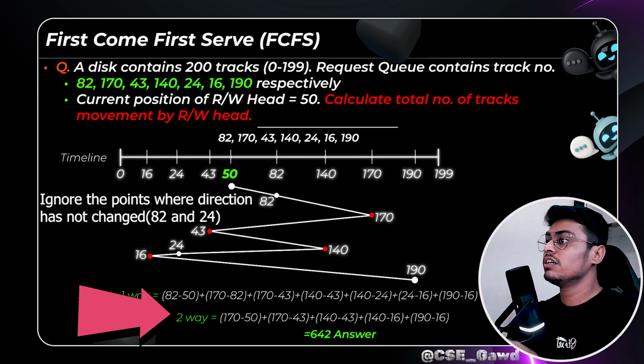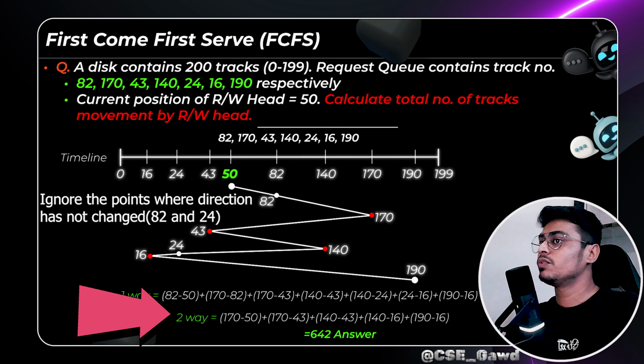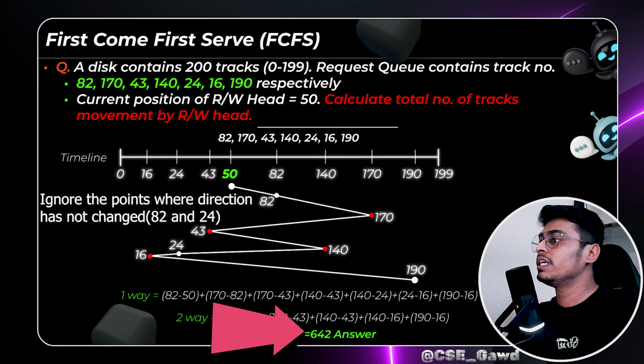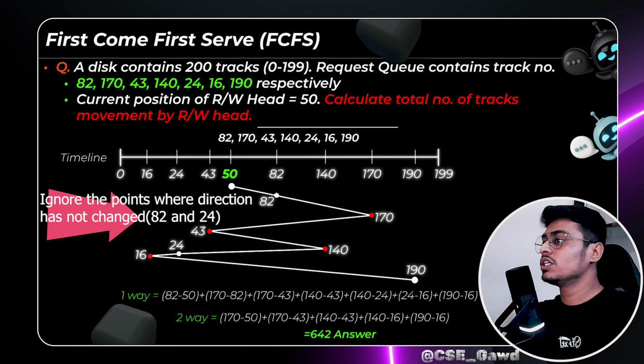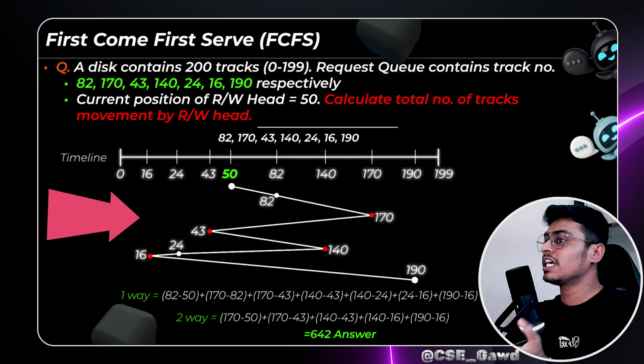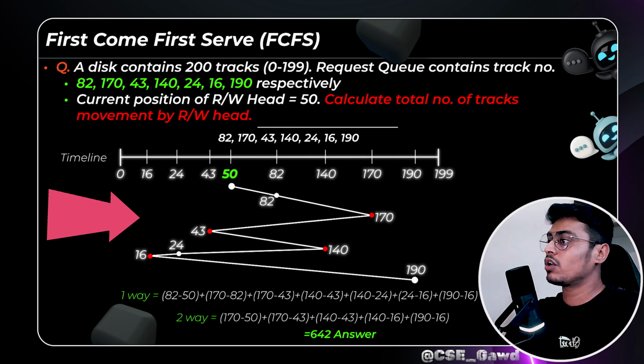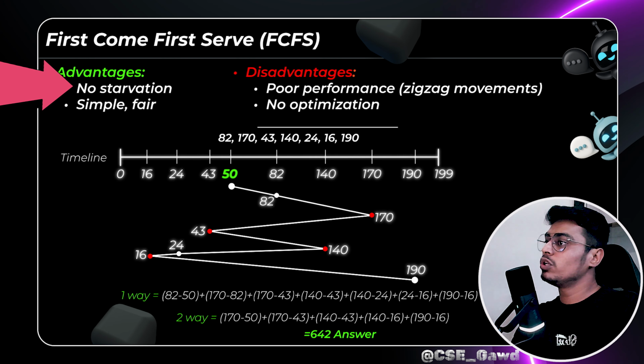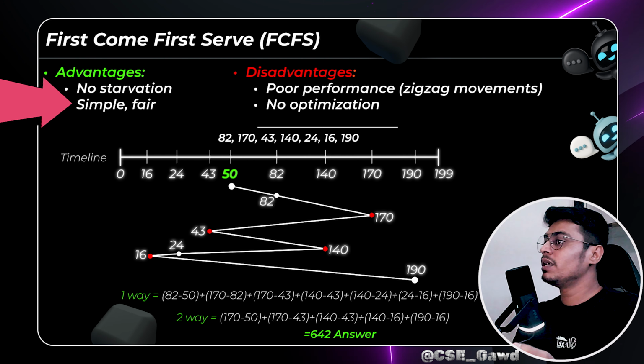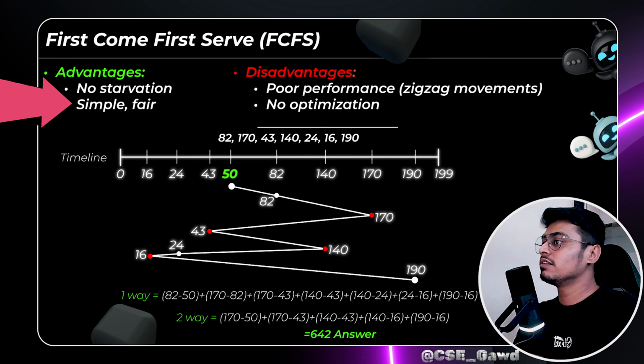You can calculate this way, or you can look at the direction. Where the direction has changed, you take that movement. So total movement is equal to 642. Notice that the read-write head follows a zigzag path because requests are scattered across the disk. The advantages of first come first serve: first, no starvation, every request gets service in the order it arrived. Second, it is simple to implement. And the third one, it is fair to all requests.